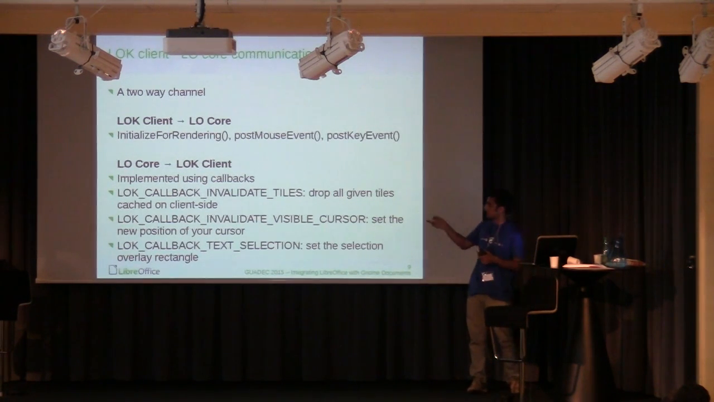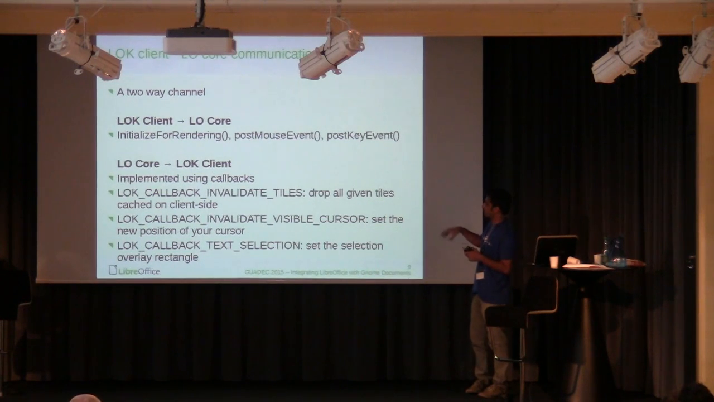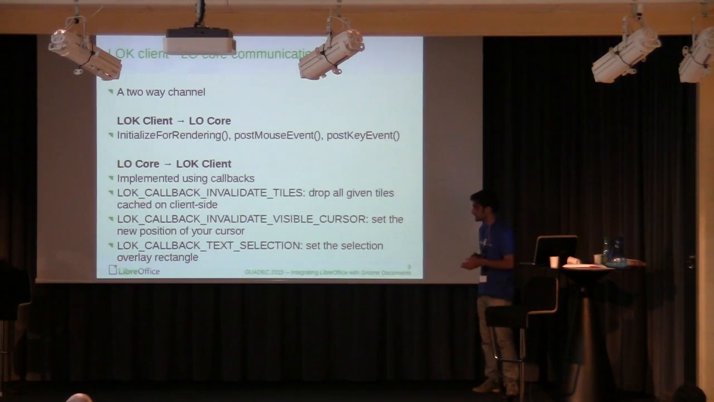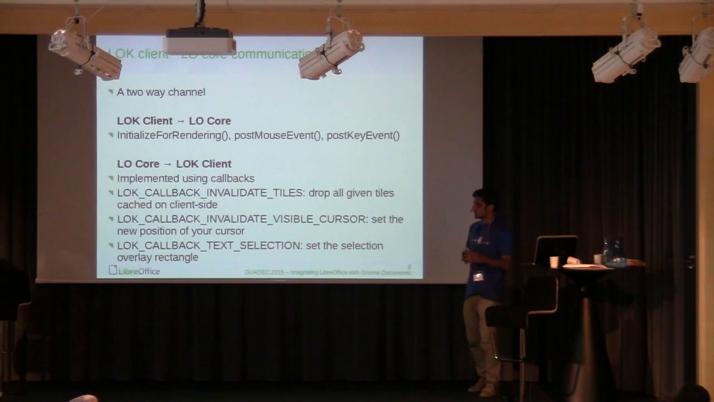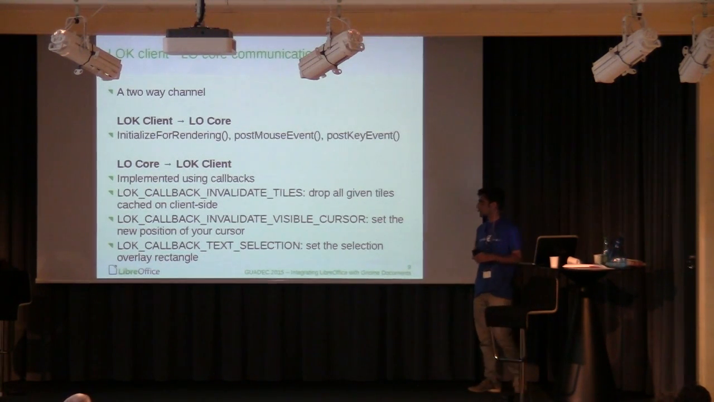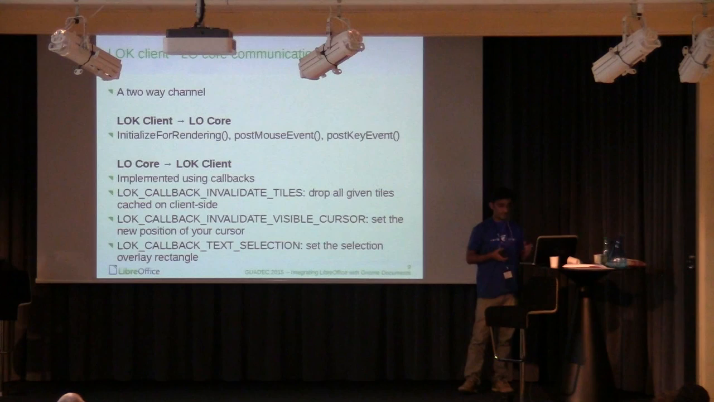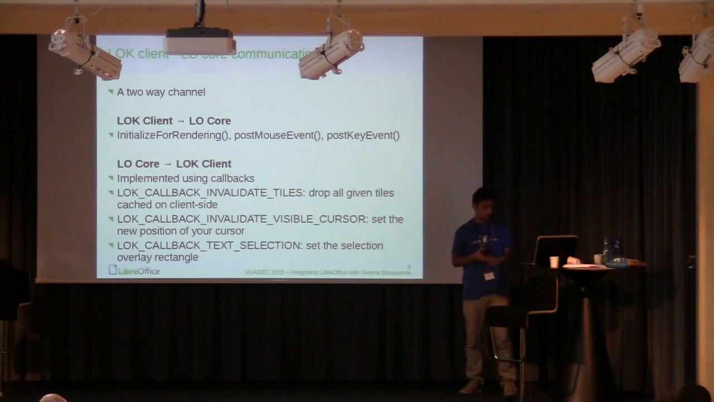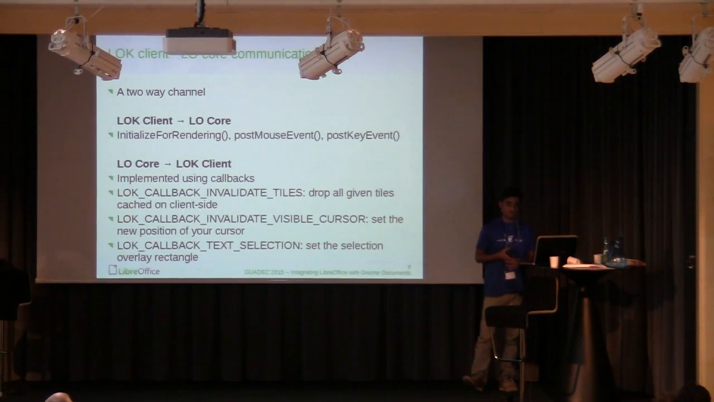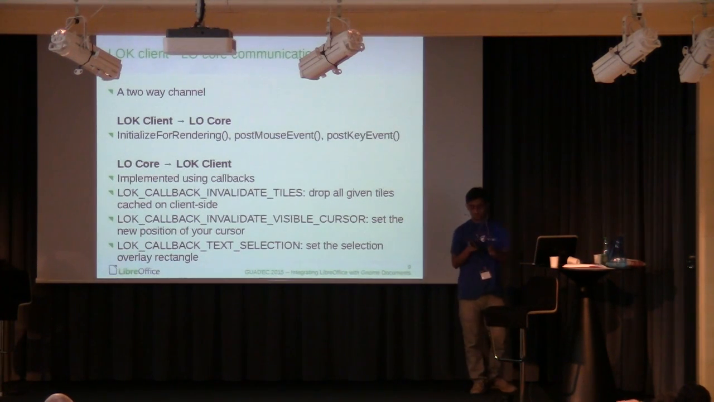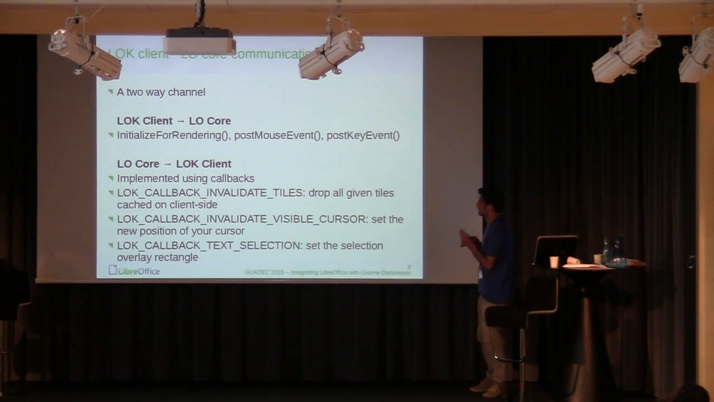The LibreOffice core interacts with the LOK client using callbacks. There are many callbacks, but I am only mentioning a few which are very important. For example, there is the invalidate tiles callback, which signals the LibreOffice Kit client that it should invalidate all the tiles and ask for new tiles. Then there is invalidate visible cursor, which means that you need to change the position of your cursor in the overlay in the application that you are using. And then there is the LOK callback text selection, which means that you need to make some modifications in your application's overlay and show a different overlay rectangle than currently being displayed.